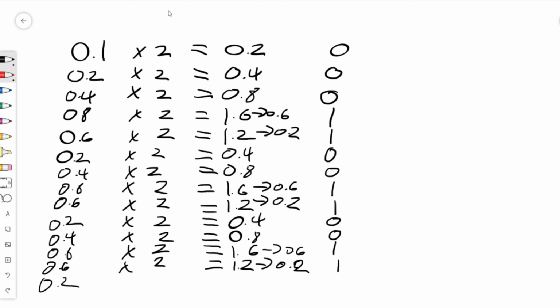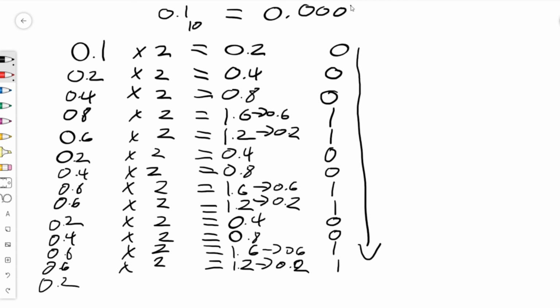So if we were to want to say 0.1 in decimal as binary, it would be 0, and we're going to take our numbers going down here: 0, 0, 0, 1, 1, 0, 0, 1, 1, 0, 0, 1, 1, and these numbers would repeat. So 0.1 in decimal is 0.0001100110011 repeating in binary.